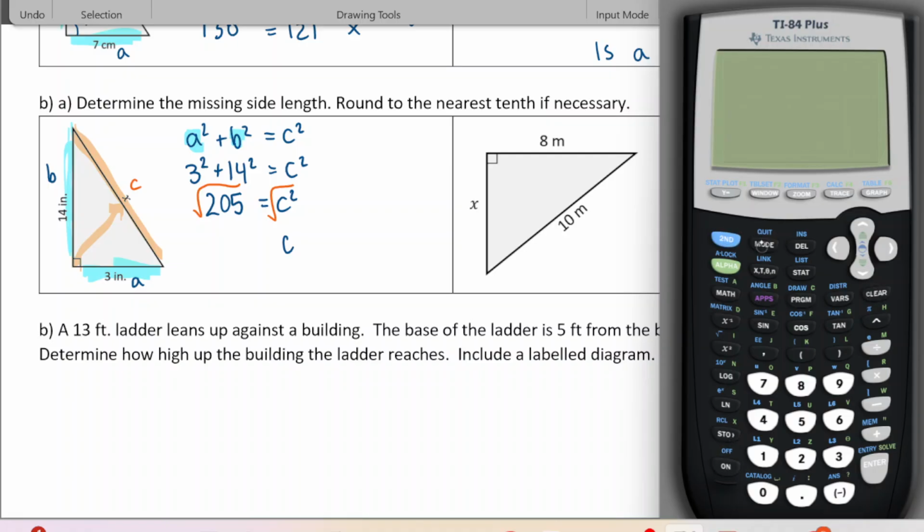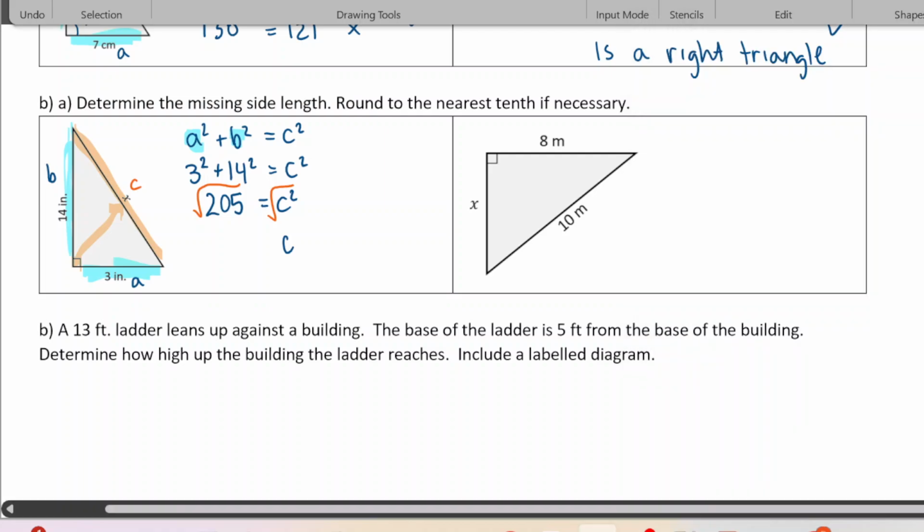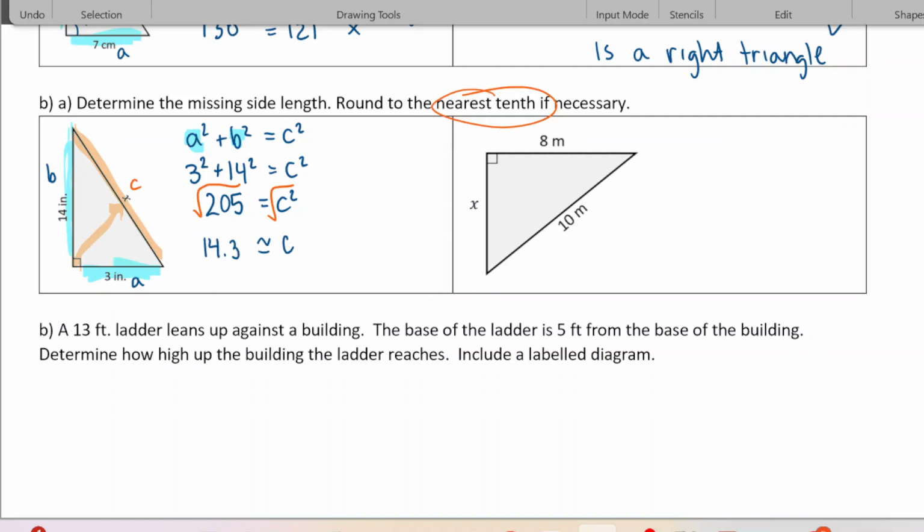That evaluates, I'm trying to turn on my calculator here. There we go. Took a second. Okay, so I want to do the square root of 205. And I see I get approximately 14.3. It says in the question to round to the nearest tenth. That means one number after the decimal place. So C is approximately 14.3 centimeters.